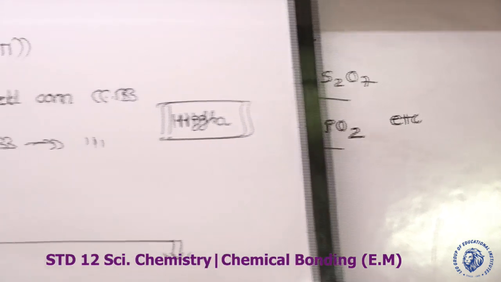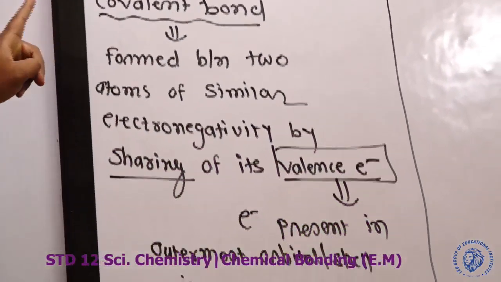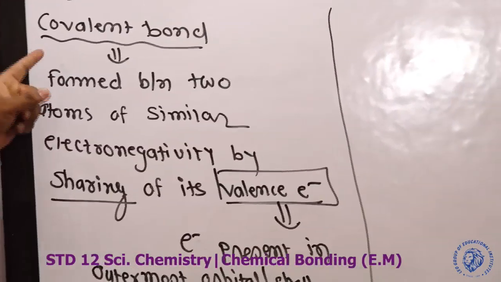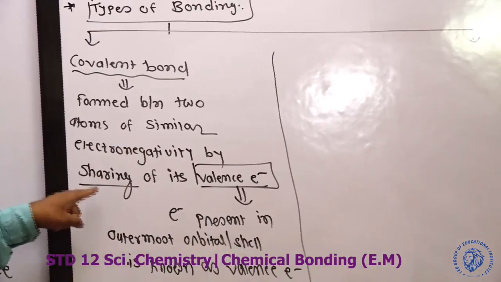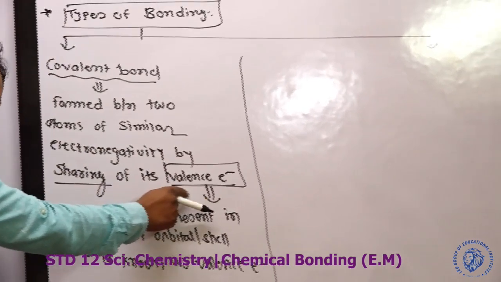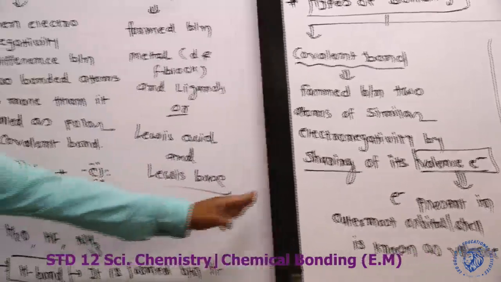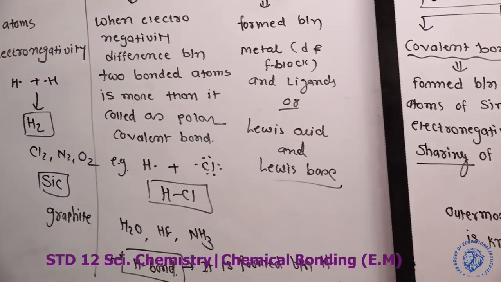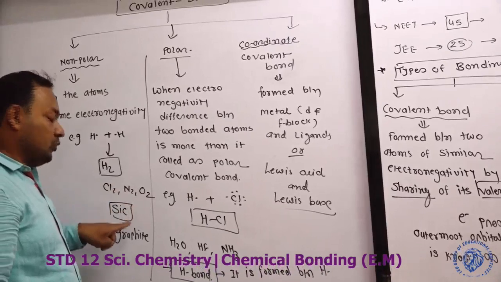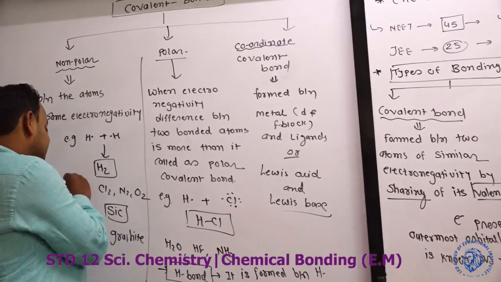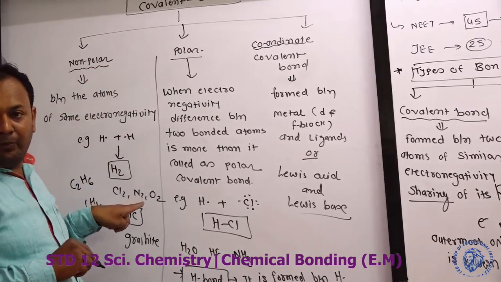After coordinate covalent bond, the first topic we studied is covalent bond, that is how it is formed. Yes, you are right. It is formed between the atoms of similar electronegativity by sharing of their valence electrons. How many types? 3 basic types. Which 3 types of covalent bonds are there? Non-polar covalent bond between atoms of similar electronegativity, H2, Cl2, N2, silicon carbide, etc. Ethane, methane, all those are non-polar covalent bonds.